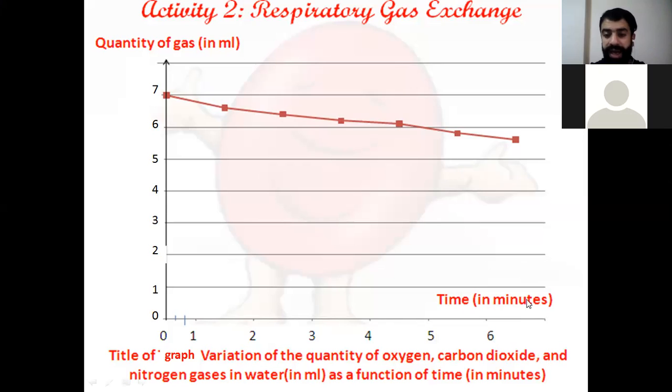Always the horizontal line is the x-axis. The vertical line is the y-axis. So it's the variation of the y, the variation of the quantity of the gases, oxygen, nitrogen, and carbon dioxide, as a function of the x, as a function of time in minutes. This is the first one.